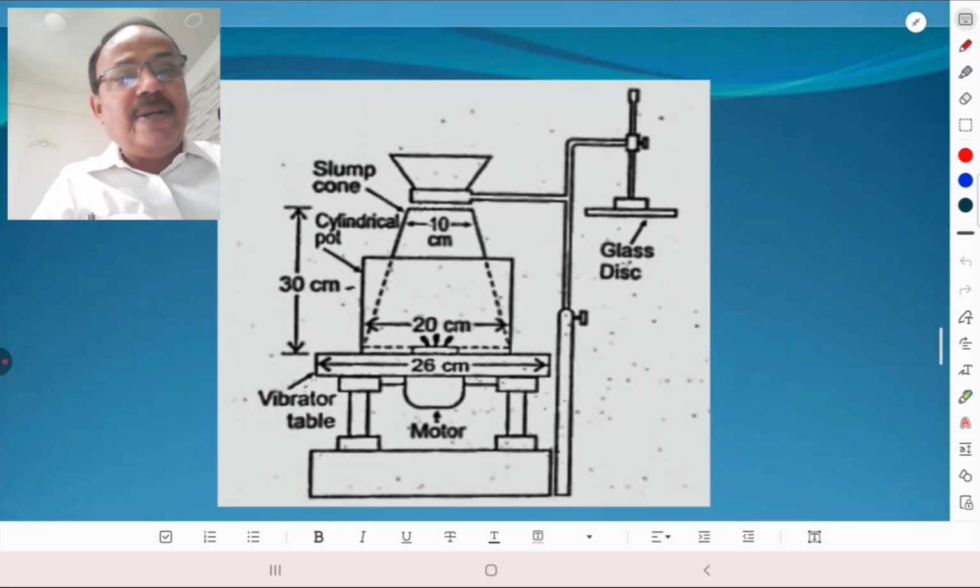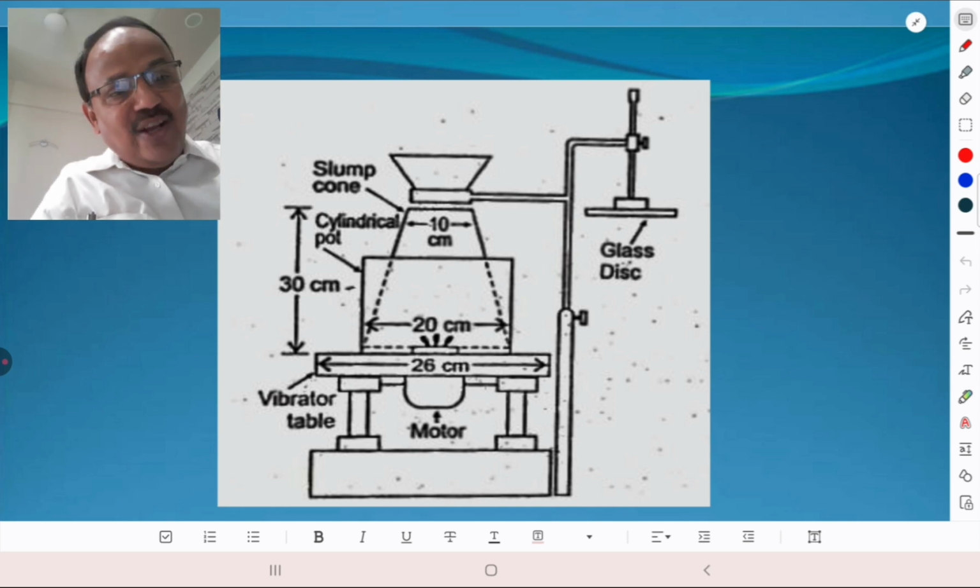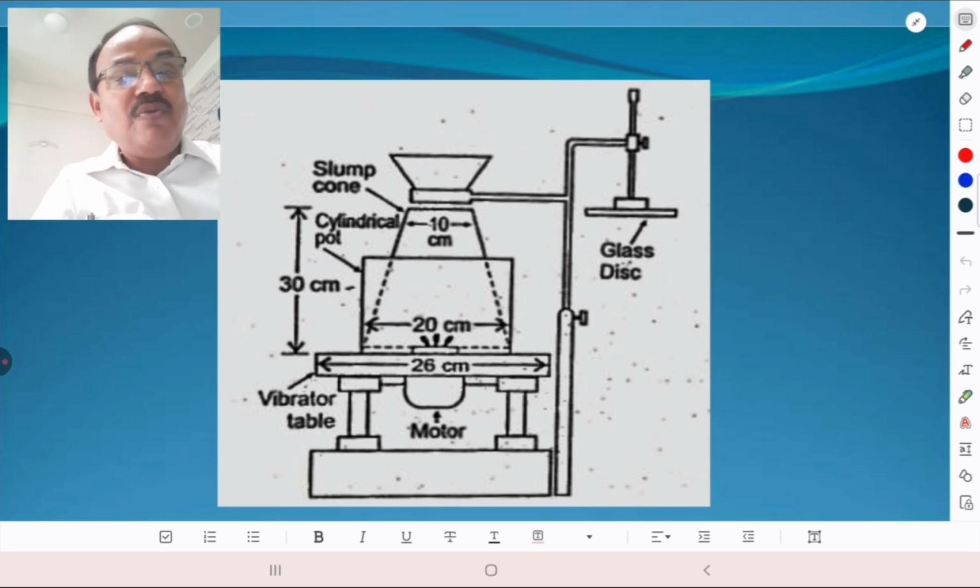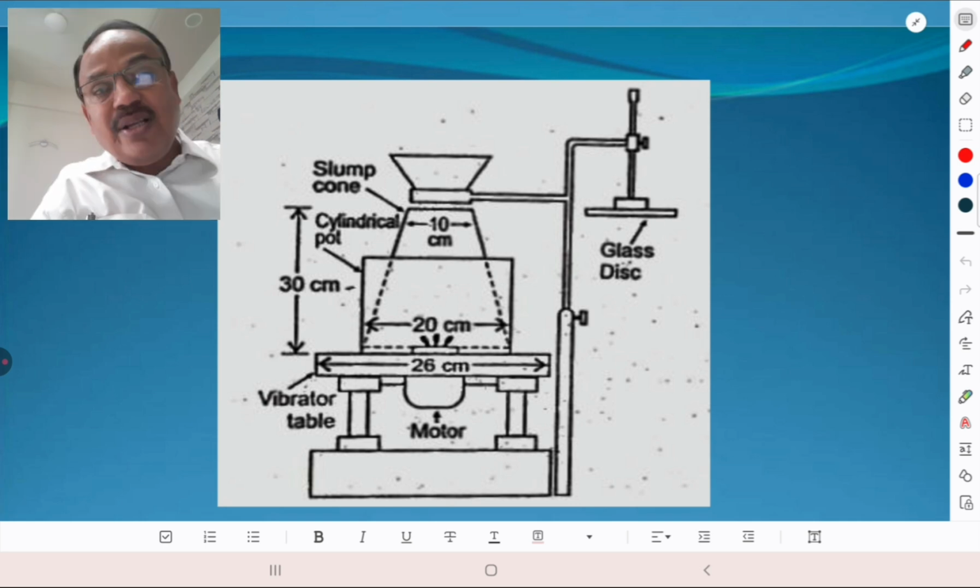Please see this figure. The slump cone is placed in a cylindrical pot, and a glass disc is there also, and a motor is there to vibrate. That cylinder and slump cone are placed on a vibratory table, and the size of the slump cone is similar to that of the slump cone test: 10 centimeter top diameter, 20 centimeter bottom diameter, and height is 30 centimeter.